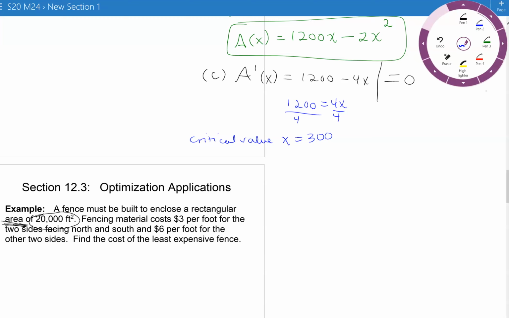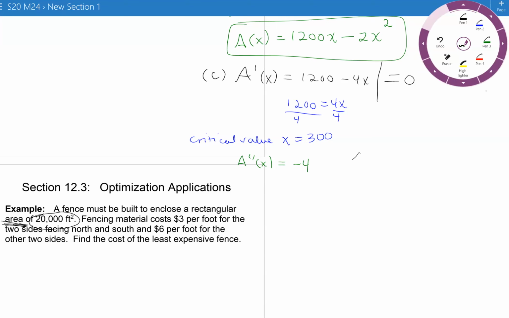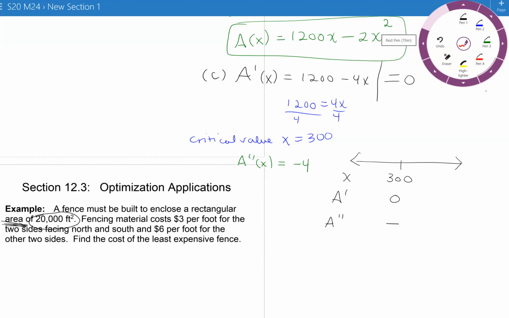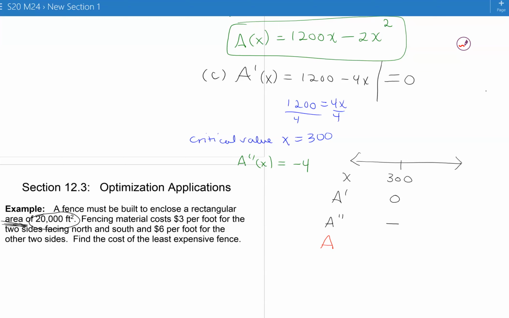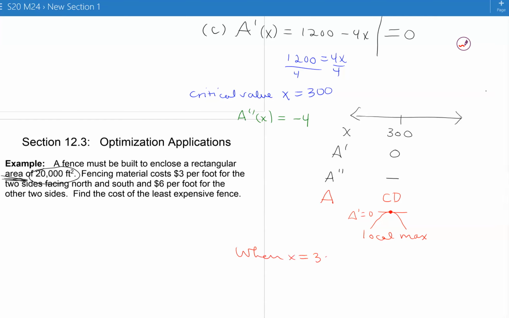So now let's look at the second derivative test. So I'll need the second derivative, and it's -4. I really like the second derivative test on this problem because when I have an x value of 300, the first derivative is 0, and the second derivative is negative. I don't even have to do anything to notice that the second derivative is negative. It's always negative. So A is concave down here. So I'm at a spot where I'm concave down and the derivative is 0. So this must be a local max. So when x equals 300, A is maximized.